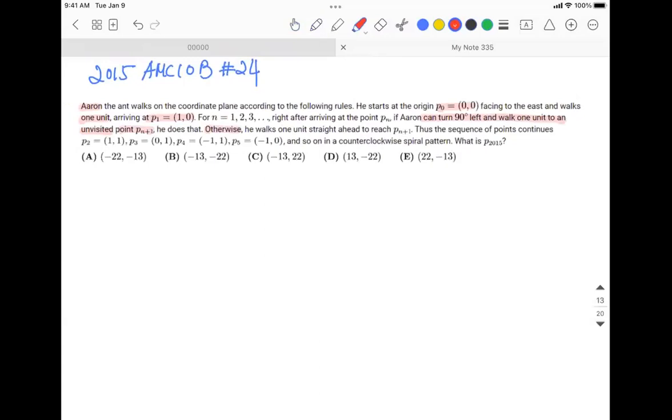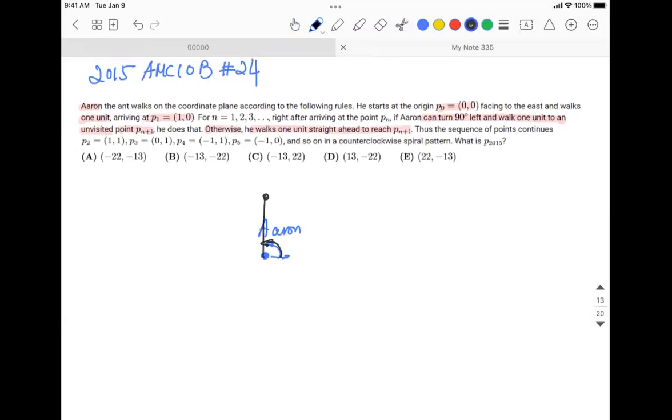Otherwise, if you turn 90 degrees to the left and walk 1 unit and you're not arriving at a new point, but a point you have already visited, then he walks 1 unit straight ahead to reach Pn plus 1. So something like this. If at a certain point Aaron is already here, facing east, his first option is to turn 90 degrees to the left. I'm going to use the color black. Turn 90 degrees to the left, walk 1 unit. If this new point he has never visited, okay, that's it.